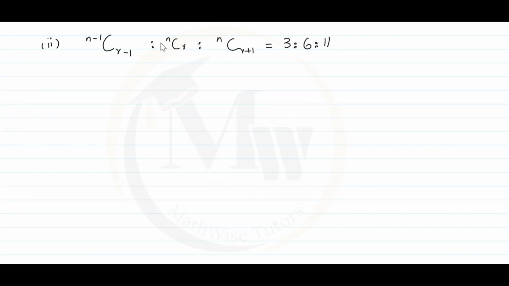Now, for the second part, we need to find the value of n and r again, but here three ratios are given.